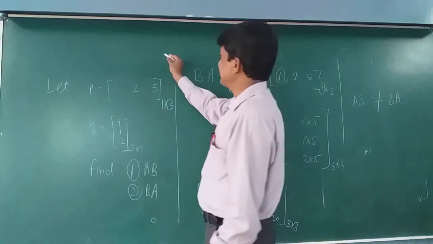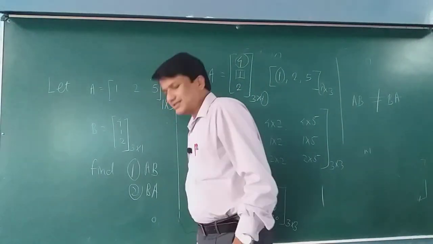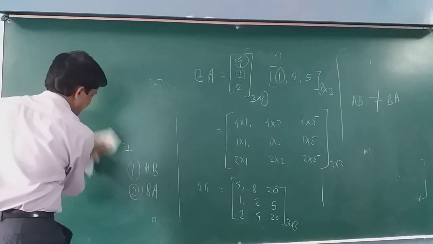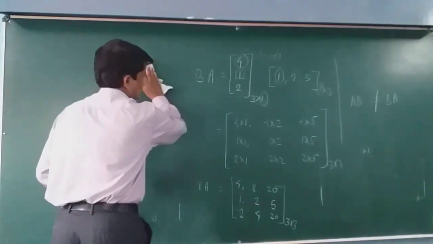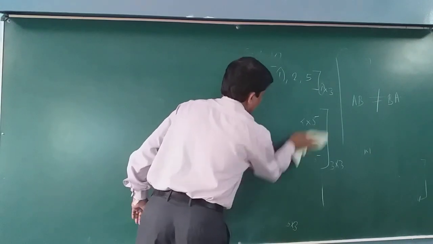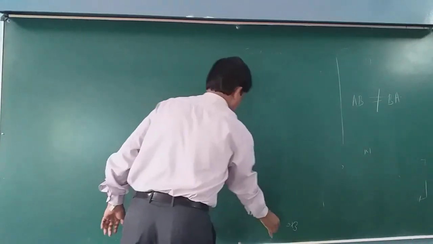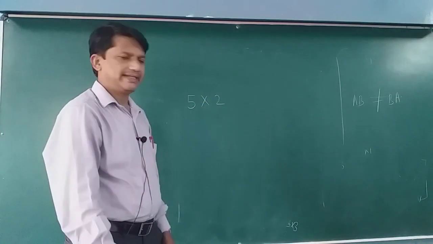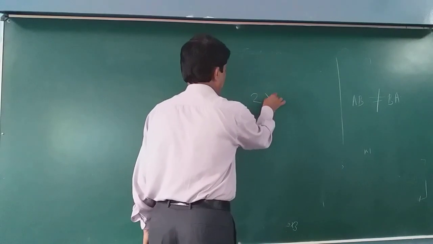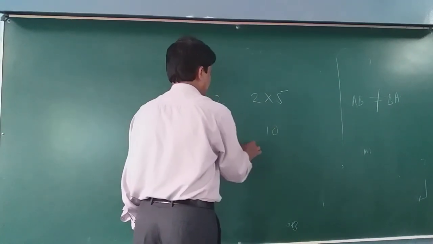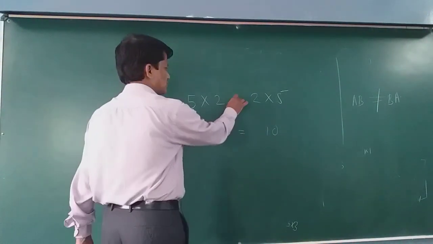Suppose in algebra we have taken any two numbers. Suppose two numbers are given. One number is 5, the second is 2. See here, 5 into 2. What is the answer? 10. 2 into 5. What is the answer? 10. Here 10 is the answer, here 10 is the answer. It is equivalent, so we can use this.